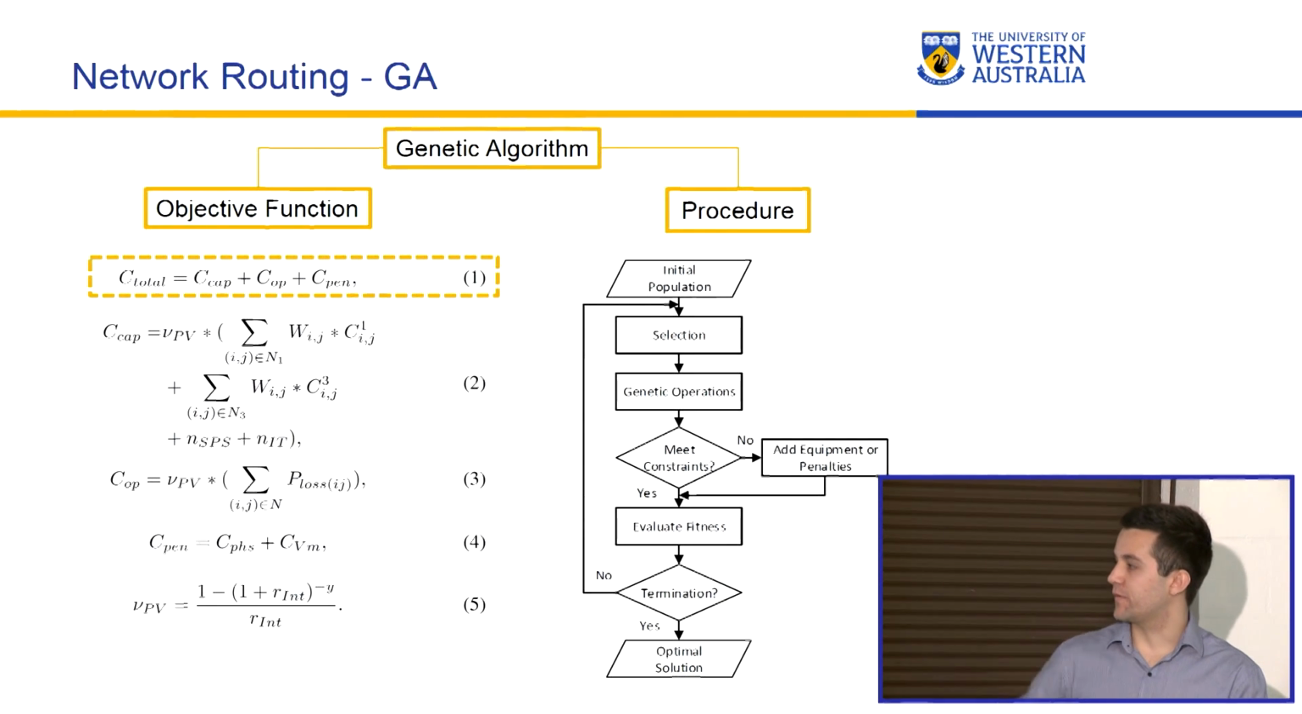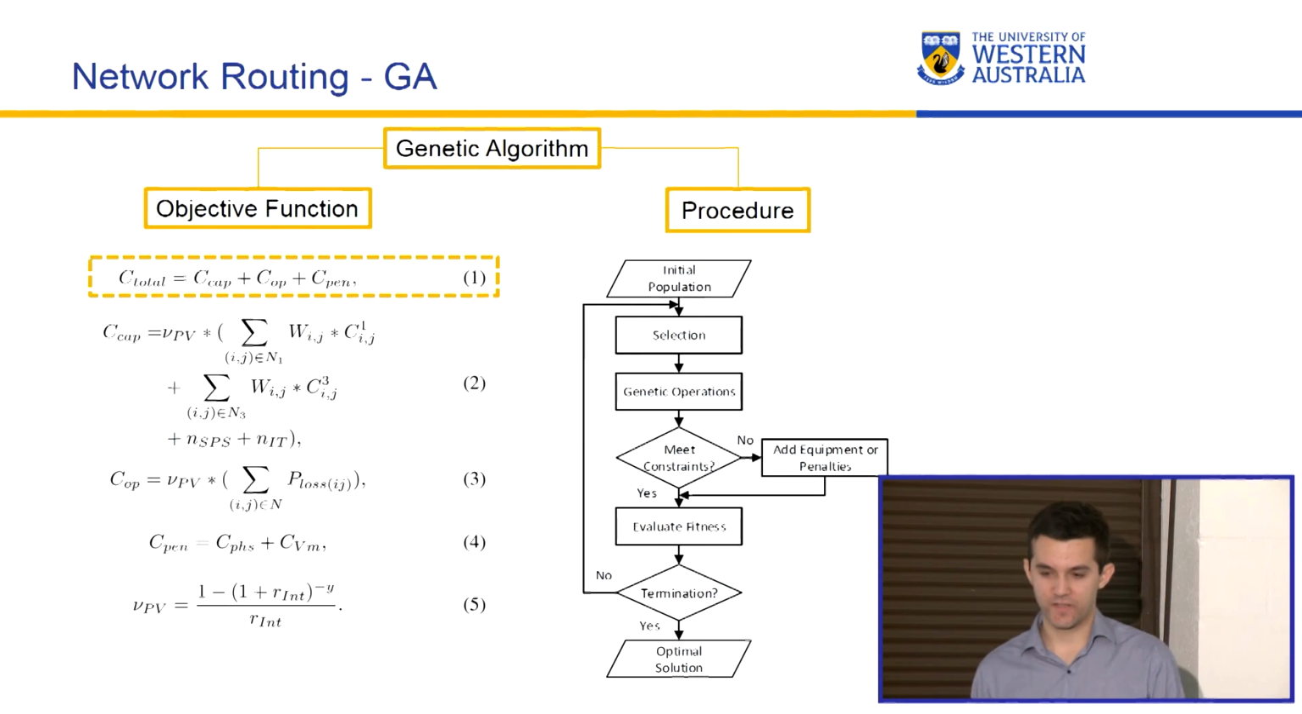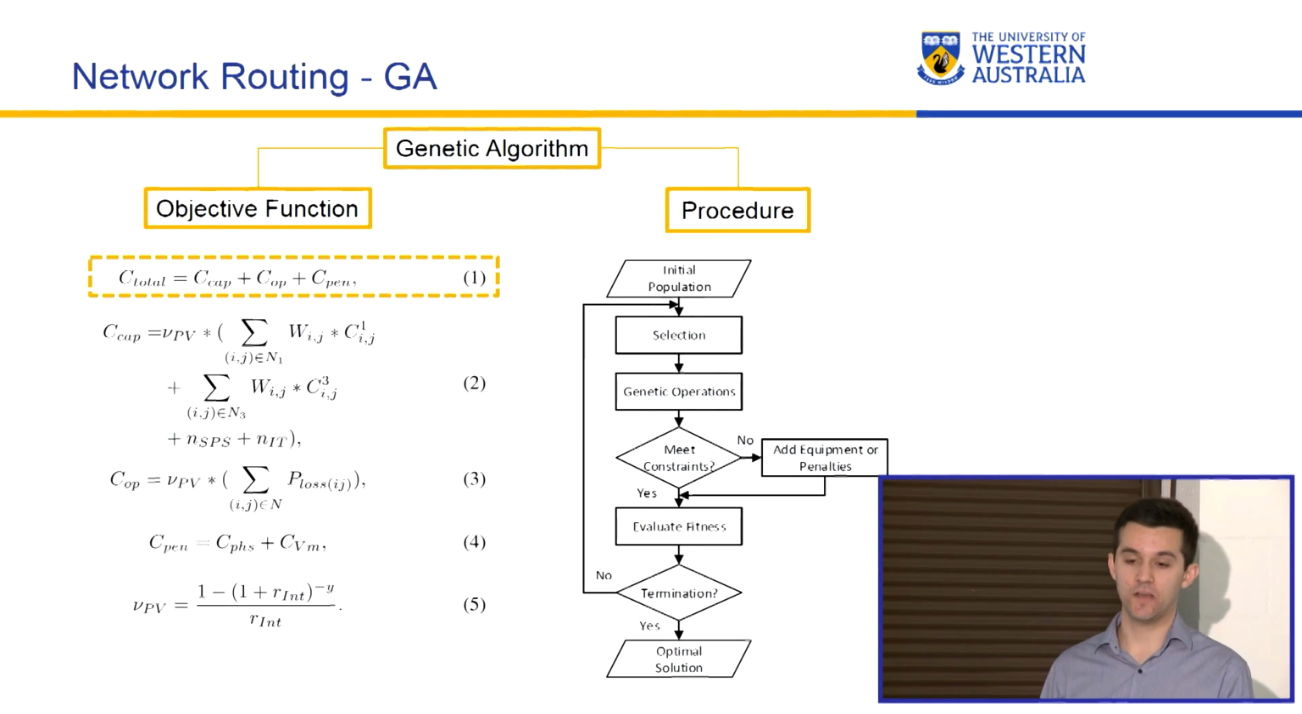And equations 2 to 5 just represent how we come about getting the capital costs, operational costs, and penalty costs separately. The procedure for the GA is much like the standard GA procedure. We start with the initial population. We then perform a selection based on our fitness values, how we calculate the costs. So a lower cost solution would be a higher fitness solution.